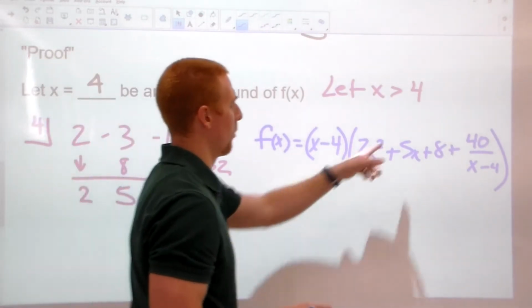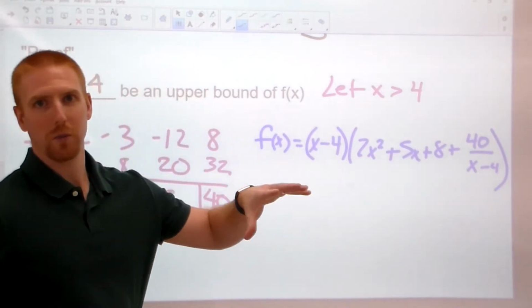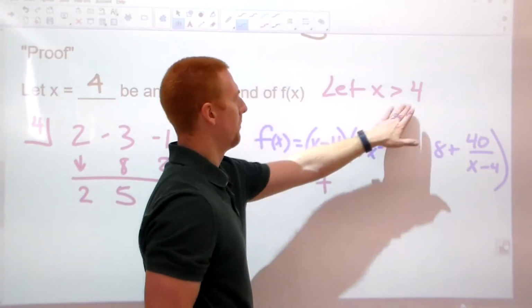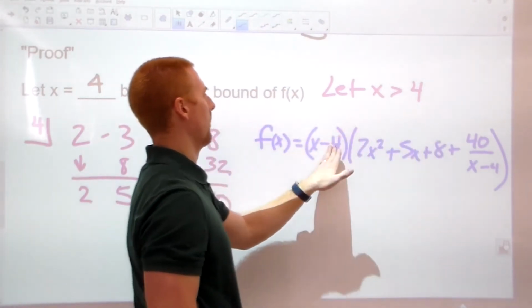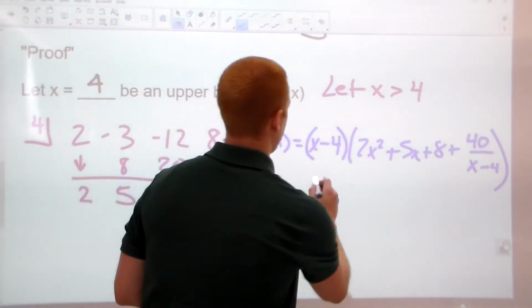I mean, even if it was like 4 point a bunch of zeros and a 1, you've got 0.00, a bunch of zeros and 1, but it's a positive number. So that should hopefully make sense. If I put in anything bigger than 4 right here and subtract 4 from it, I'm definitely going to get a positive number. Guaranteed, no exceptions.